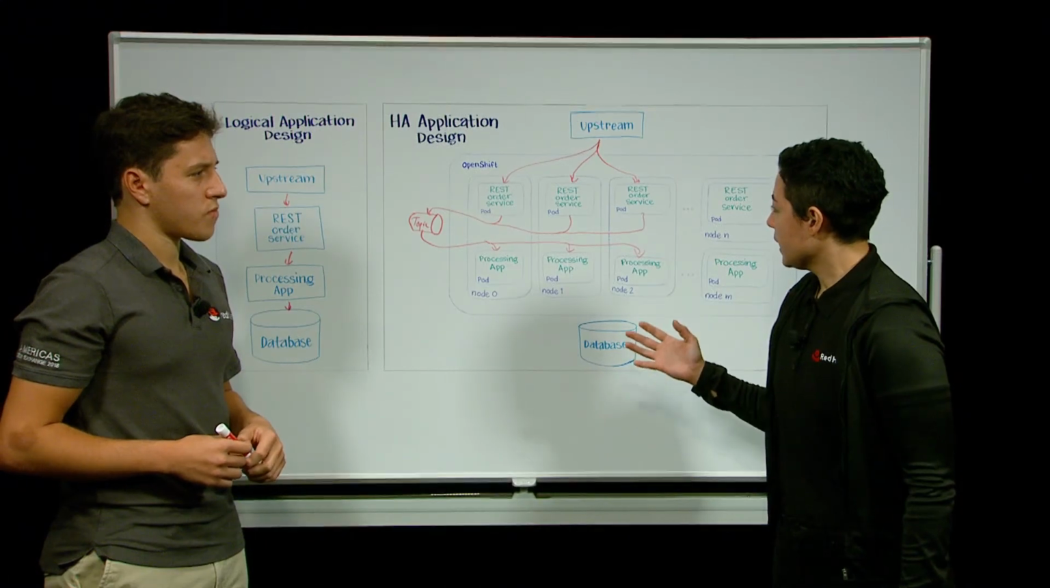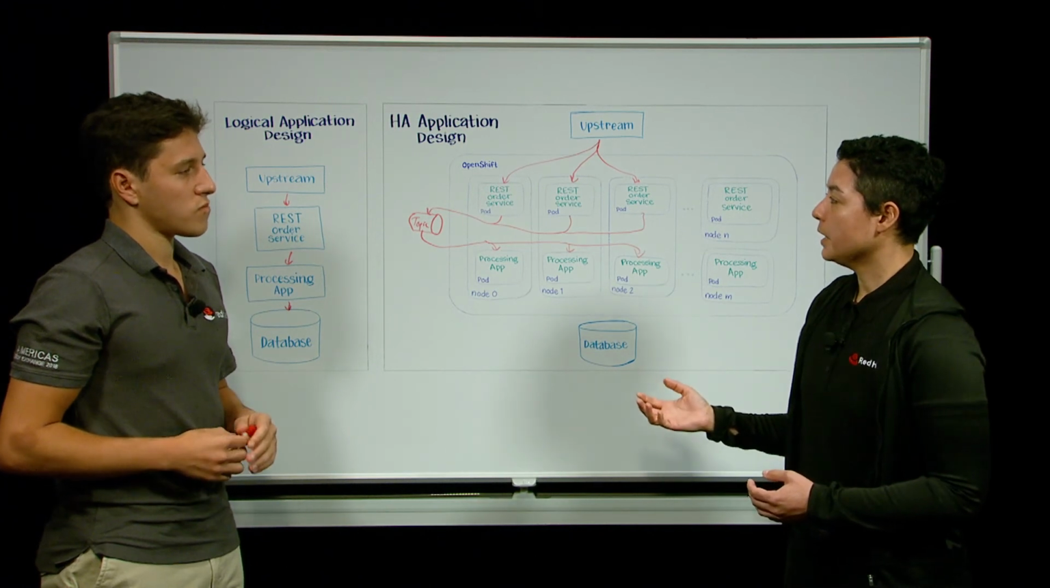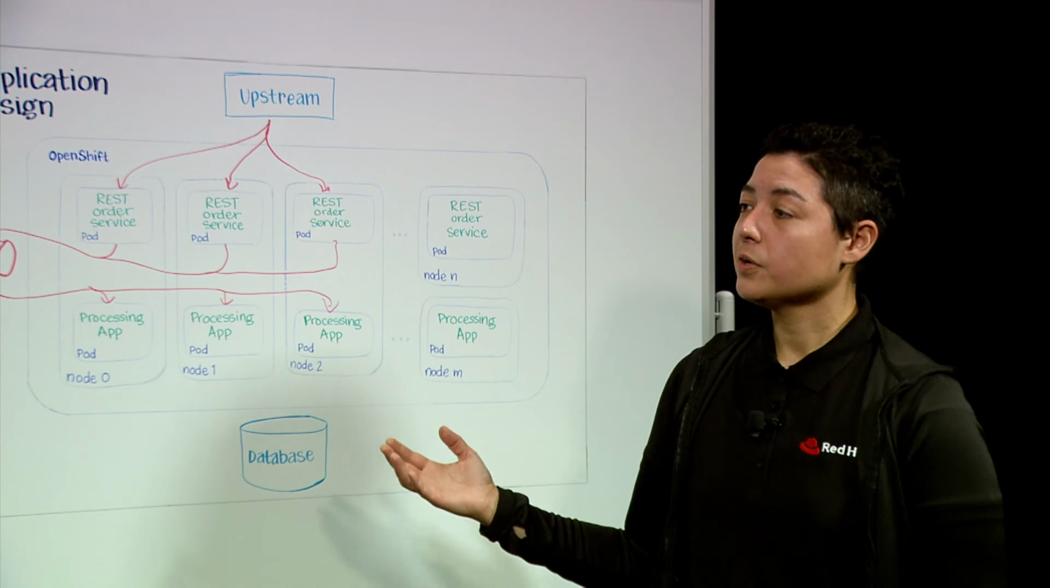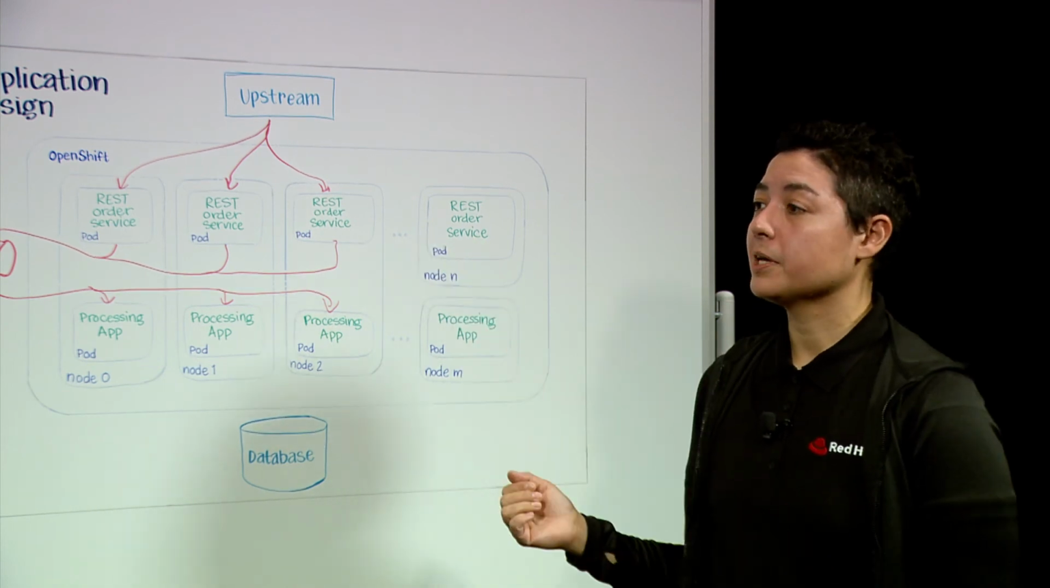So now, at this point, we've talked about high availability in our application. We've talked about a number of different scenarios. We've talked about high availability at different layers of the application.